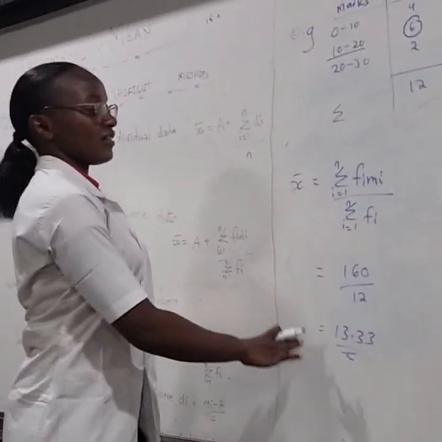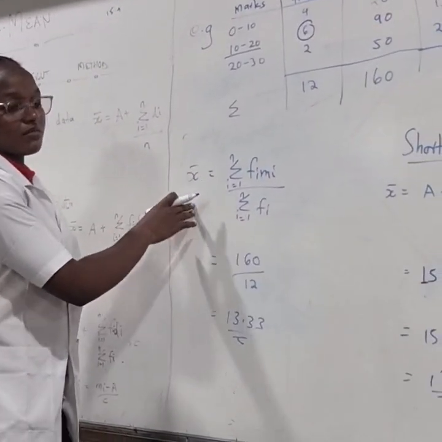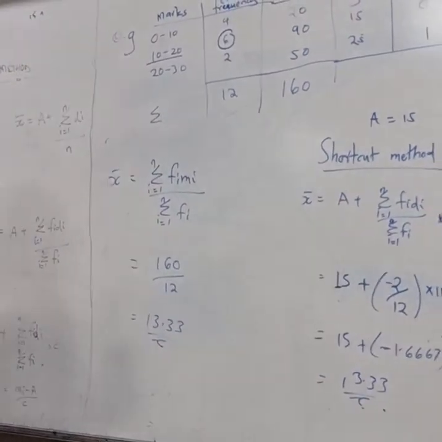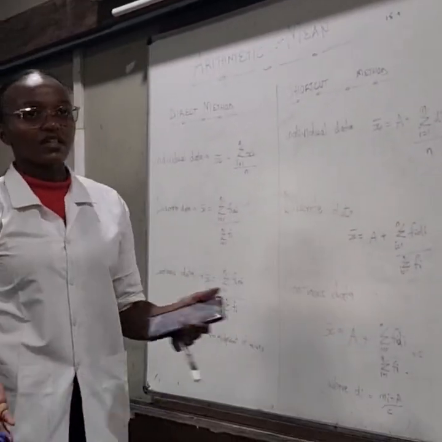Once you do this, it gives you the same answer as 13.33. So you notice that the mean, whether you use the direct method or the shortcut method, is the same. So these are the different ways you can calculate the mean.